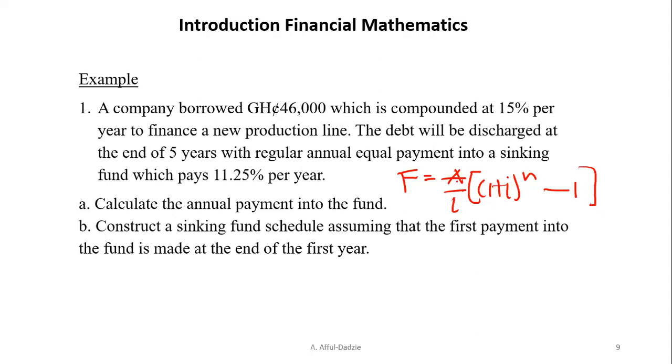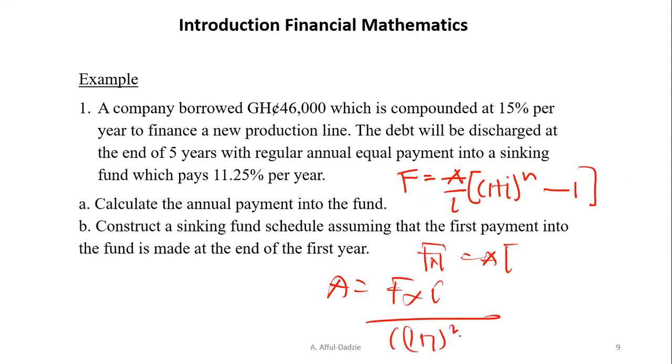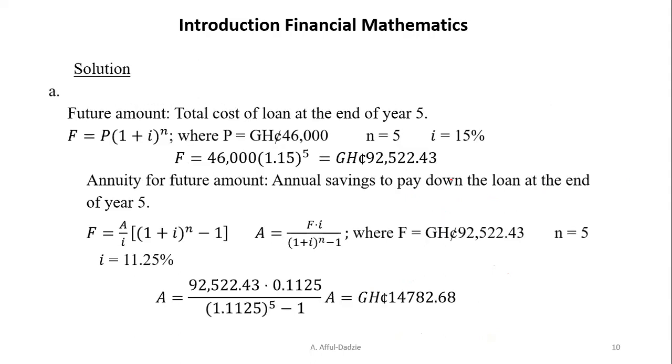So here, you're going to do a whole different thing. You can make A the subject. You can first multiply through by i and have F times i equals A times all this, and you divide everything. So A is just going to be F times i divided by (1 + i)^n − 1. That will give you A. Now, let's get into it. The first thing to do is we must find the future equivalent.